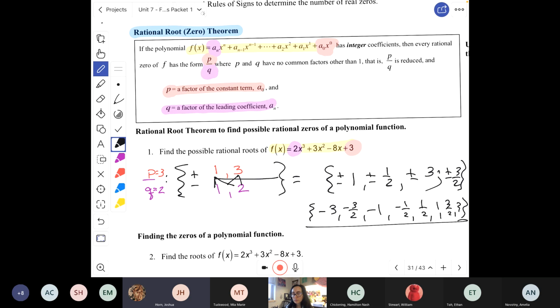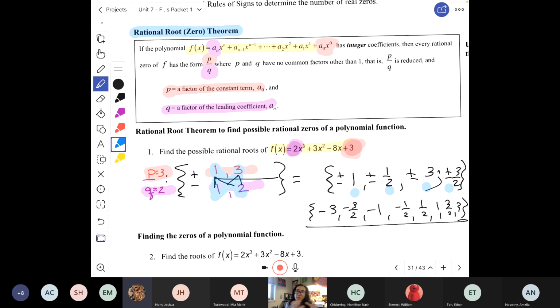Dr. P. Yes, Josh. So, Q is always the leading coefficient and P is always the constant? Absolutely. Once I identify P to be 3, I'm looking at all the factors of P. Once I identify Q, which is 2, I'm looking at all the factors of 2. And then I have to take all the combinations. So I have 1 over 1, 1 over 2, 3 over 1, 3 over 2. That's how I'm getting each of these.